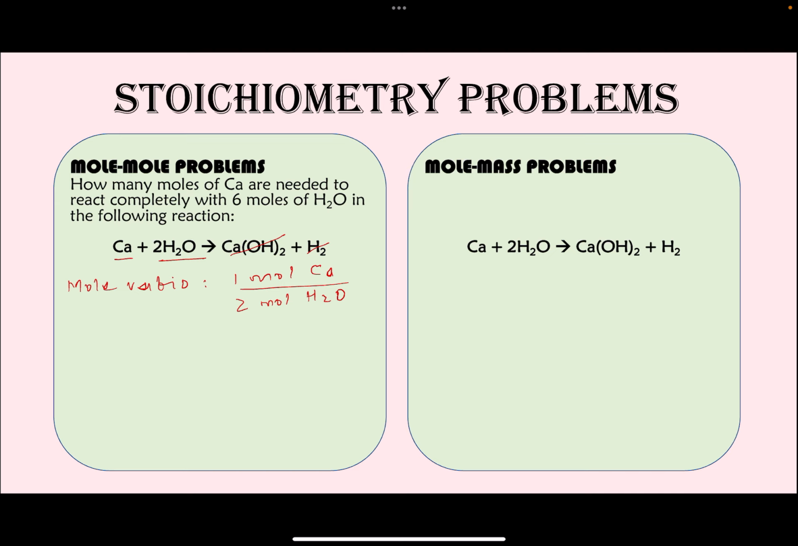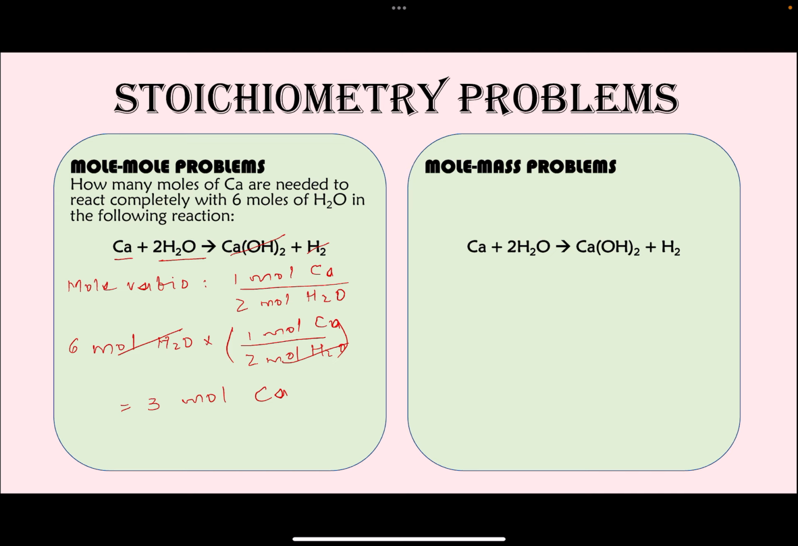So we want to start with what's given. We have 6 moles of water, and we want to multiply this by our mole ratio. Remember that we want to cancel out the moles of water, so that's why we're going to put 2 moles of water at the bottom, and we're going to put 1 mole of calcium at the top. So the moles of water cancel out, and then 6 over 2 gives us 3 moles of calcium. So this is how many moles of calcium we need to react with 6 moles of water.